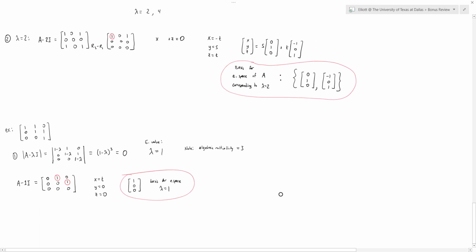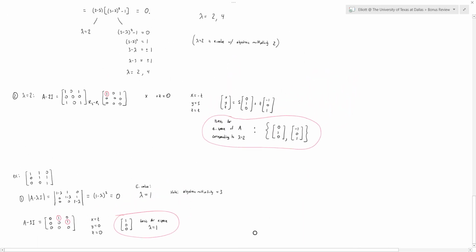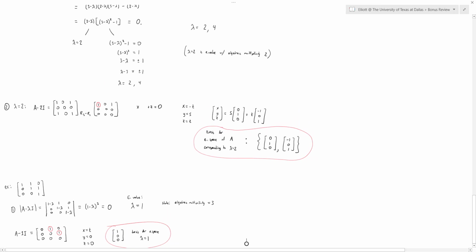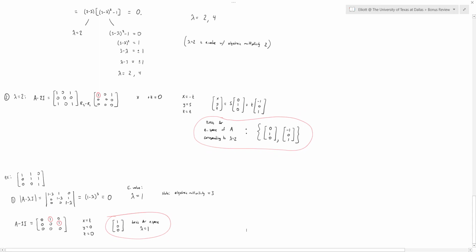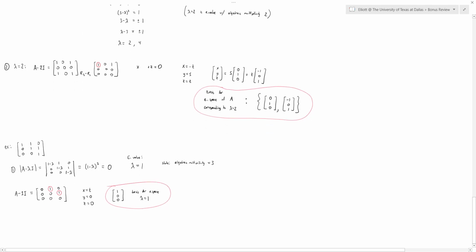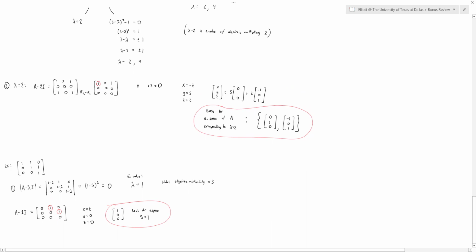I wanted to contrast this example with the one that we saw previously. In that case, we had the eigenvalue 2, which had algebraic multiplicity 2. And you notice that its eigenspace was two-dimensional. Okay. But in this case, we have an eigenvalue of algebraic multiplicity 3, but its eigenspace was not three-dimensional, as you might have expected. Here, algebraic multiplicity 2, eigenspace two-dimensional. But here, algebraic multiplicity is 3, and the eigenspace is not three-dimensional. In fact, it's only one-dimensional, okay?